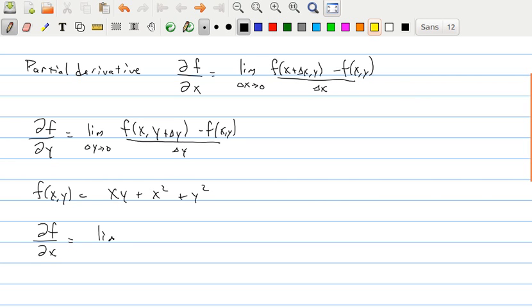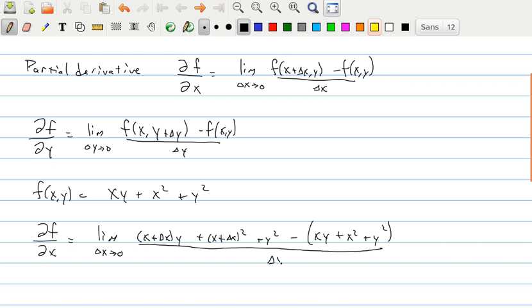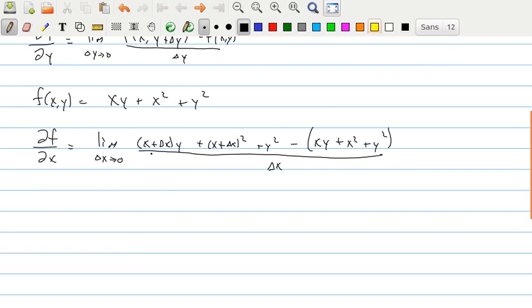So this is the limit as delta x goes to 0 of, now in the function, we're going to replace all the x's with x plus delta x. So we've got x plus delta x times y, plus x plus delta x squared, plus y squared, minus the original function, xy plus x squared plus y squared, all divided by delta x. Now we're going to combine like terms. Let's distribute this stuff out first.